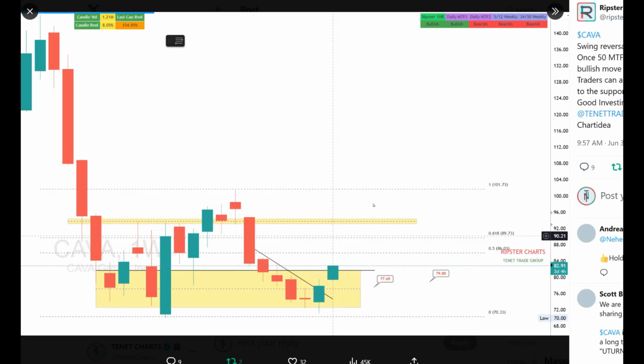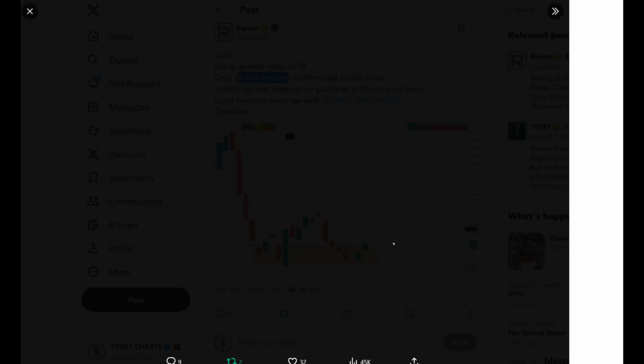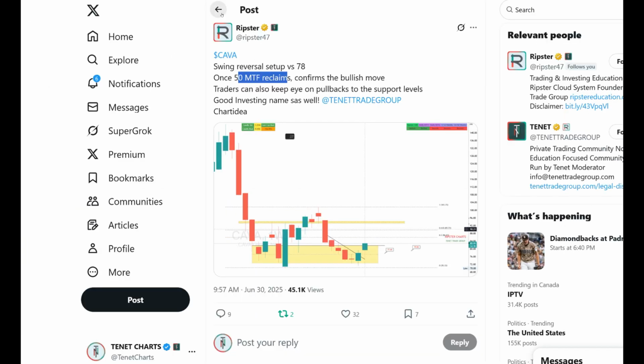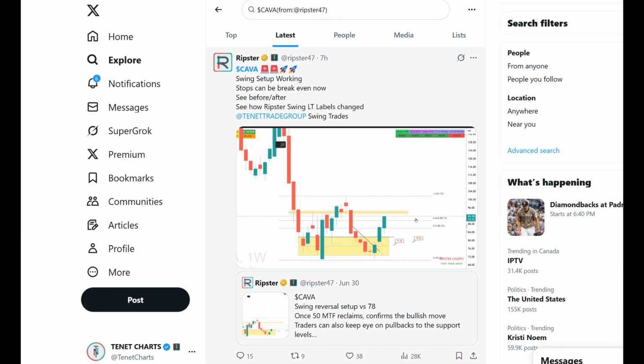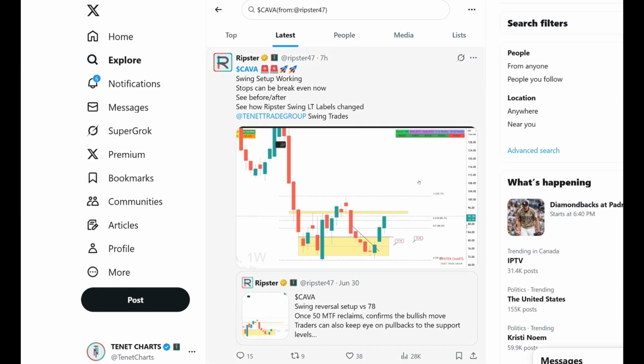So CAVA was another swing trade that I gave back. So CAVA swing trade, risk 78. Once we've reclaimed 50 MTF clouds, we're gonna push higher. So that was the setup. It was a weekly chart setup. It was trading at 82 at that time, 83, and now it's trading at 91, closer to the 92. It actually hit this resistance level. So you see that you're again doing a 10% swing in less than a month.